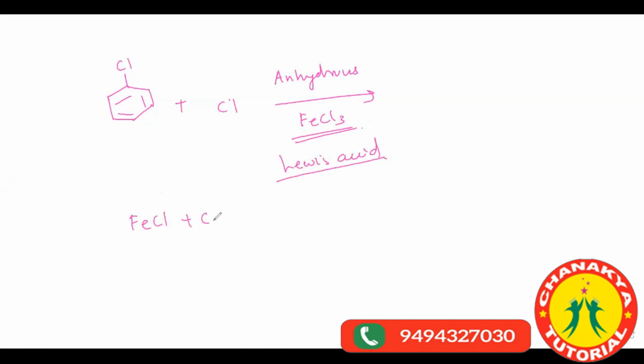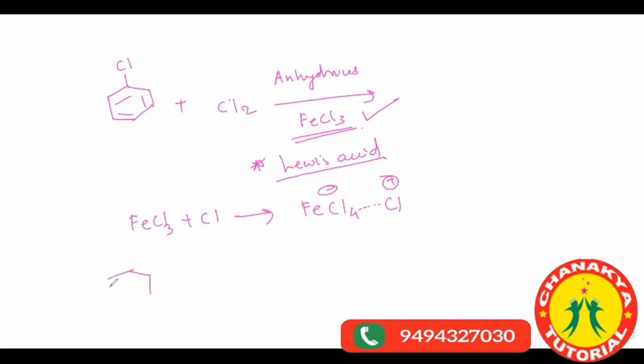FeCl3 reacts with the Cl2, and FeCl4 will be produced, correct? It won't be a single Cl. I will get FeCl4 and a free Cl radical. This will be electronegative, and this will be electropositive. So this Cl becomes electron deficient due to the use of this Lewis acid. Because of that only, we should use a Lewis acid for the halogenation reaction on the benzene. Clear?